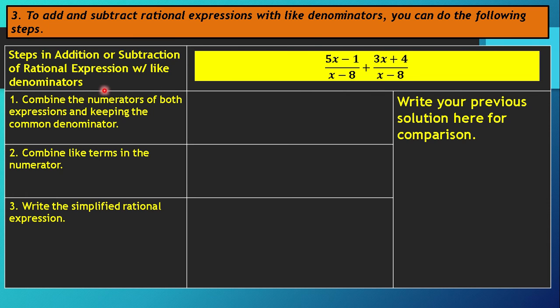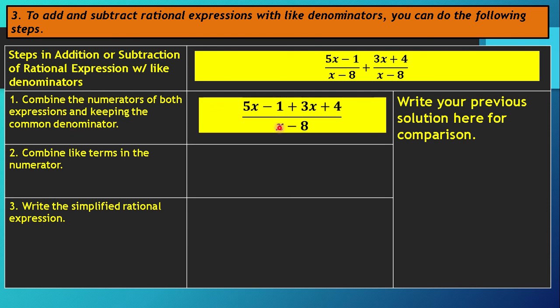So step number 1, combine the numerators of both expressions and keeping the common denominator. Yun. So kinopya natin yung x minus 8 since parehas ng denominator yung dalawang fraction. And then, ipo-perform natin itong operation which is addition. So, 5x minus 1, yung numerator natin on the first fraction, plus, kasi plus yung operation na nandito, 3x plus 4.